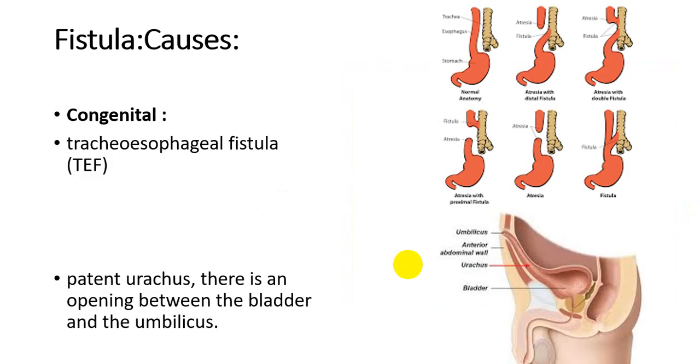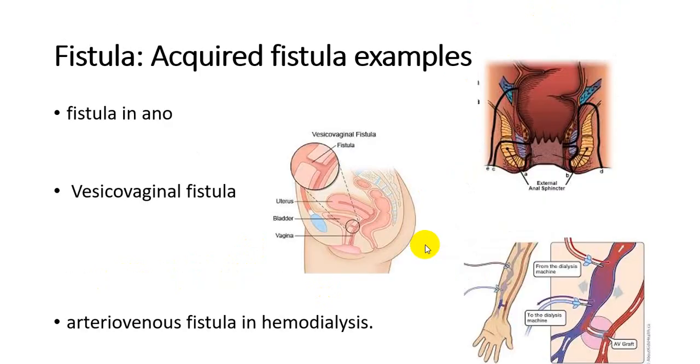Example of congenital fistula, the tracheoesophageal fistula, where there is a connection between the trachea and the esophagus. Another example, patent urachus, where there is an opening between the urinary bladder and the umbilicus. Fistula could be acquired, for example, fistula in ano, where there is a connection between the anorectal region and the surface in the perineum.